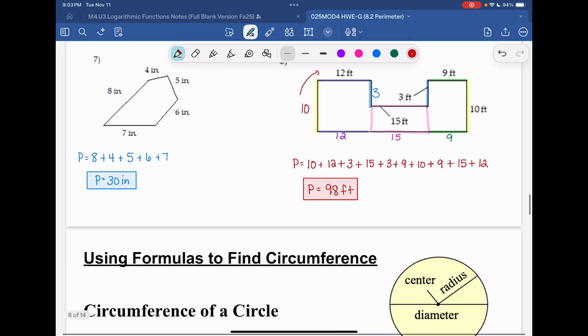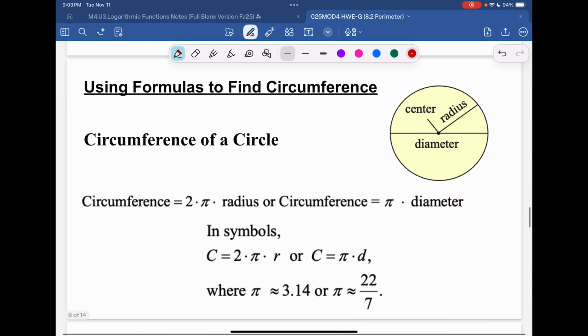The next shape that we're going to look at is a circle. And a circle's perimeter is called the circumference. So the circumference is the distance around the edge of the circle. Basically, it's the same thing as the perimeter. So all the way around the edge of this circle, that is the circumference. Okay.